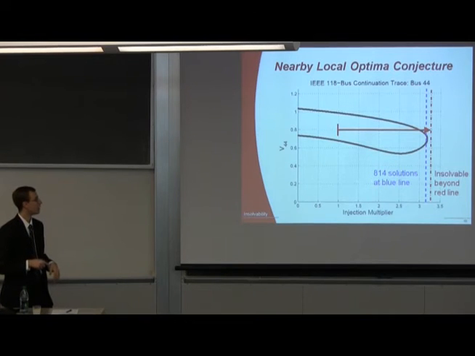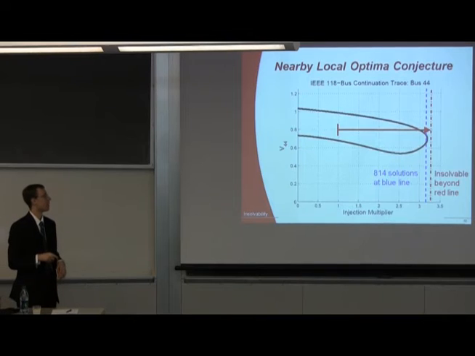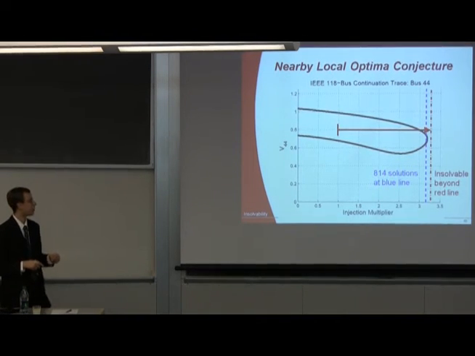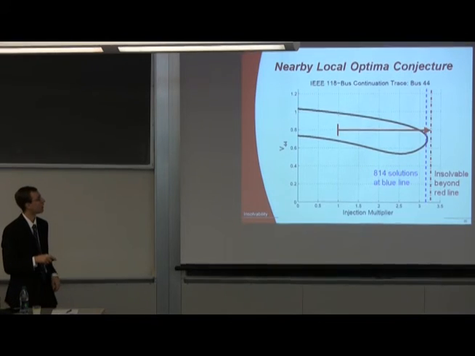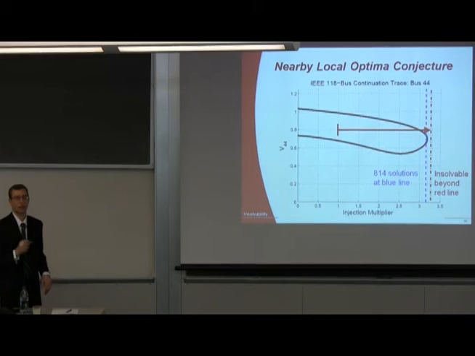But in reality, there's a whole bunch of other solutions to these nonlinear power flow equations that live down here. In fact, using an existing numerical method, we were able to find 814 solutions at this blue line. So what we conjecture is going on is that in these cases where there's a lot of solutions that are just bifurcating or just terminating at around this same point, that's when we can get this gap. We're working on that now.